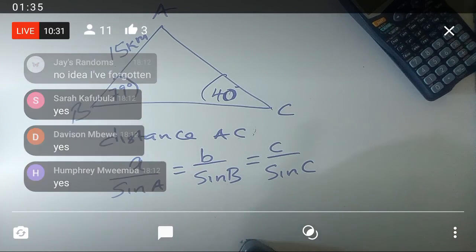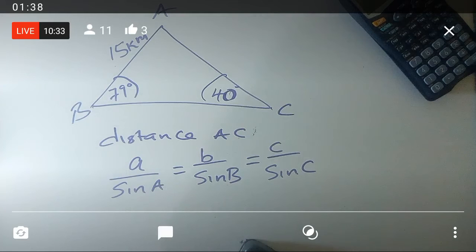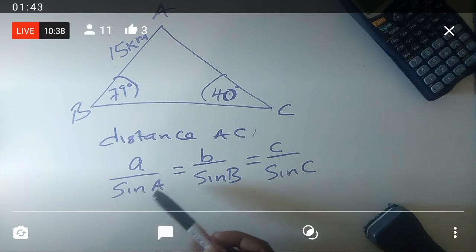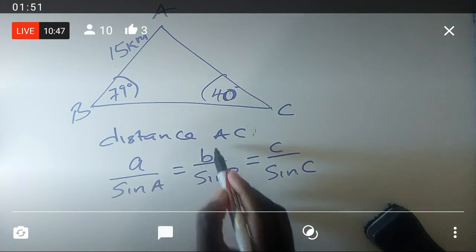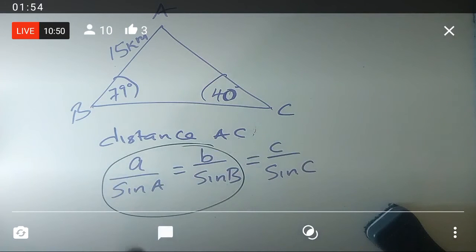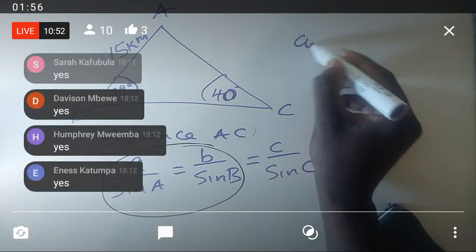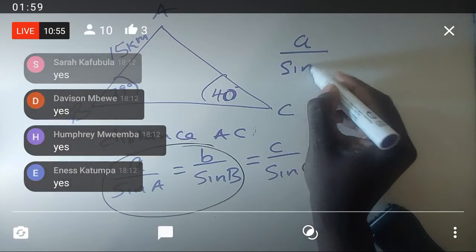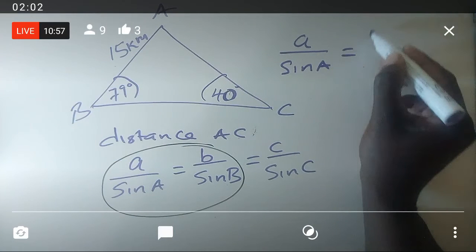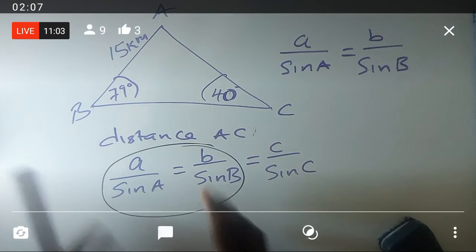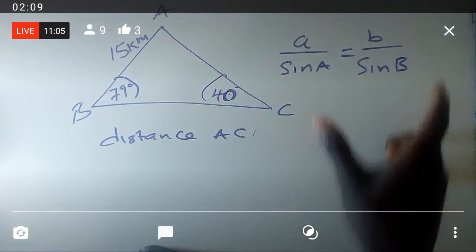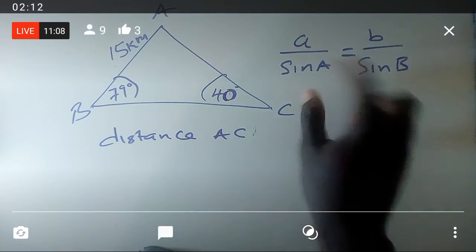So what we'll do here is pick which part of the formula to work with. Mostly it's the same whichever part you pick. I like picking the ones I've circled, so it will be a over sine A is equal to b over sine B. It's fine if you just pick these two. We forget about the third one.